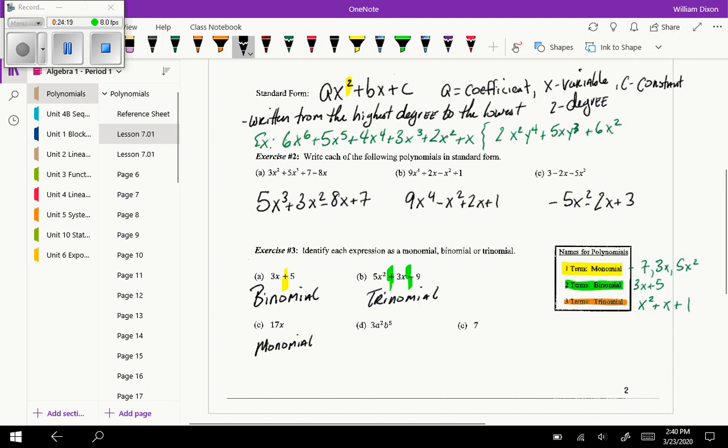All right, D, 3a squared b to the 5th power. No addition, no subtraction. That is going to be a monomial. And then 7, sitting all by itself, a constant all alone. Okay, that is a term, and that is a monomial.